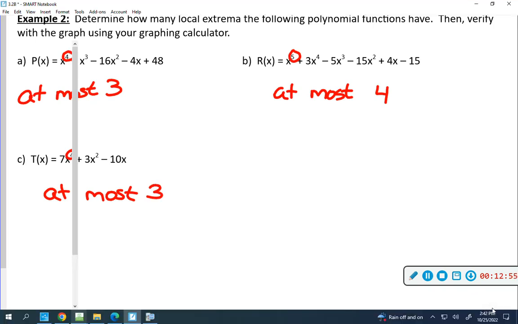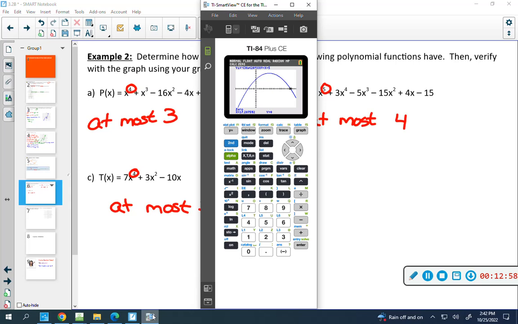Okay, but let's look at the graph to verify. Now notice it says at most, so it doesn't mean you necessarily have to have 3. I'm going to put that first graph in and take a look at it. I just want to review where to find max and min on your calculator. Plus x cubed, minus 16x squared, minus 4x, plus 48. And I hate typing on this thing, so I always do a little scan to make sure I don't have a typo. I know, look at that. My window's off. I'm just going to hit zoom 6. We'll take a look.